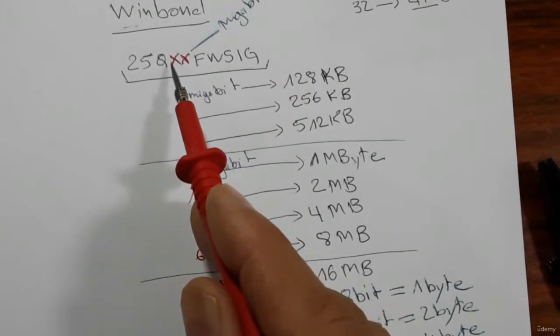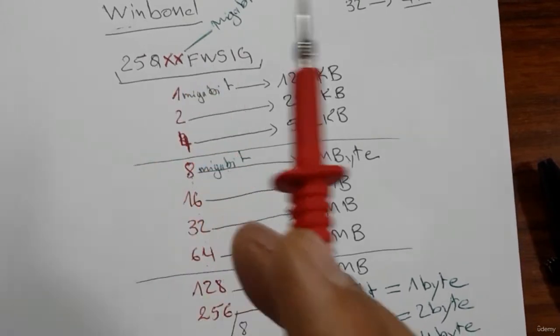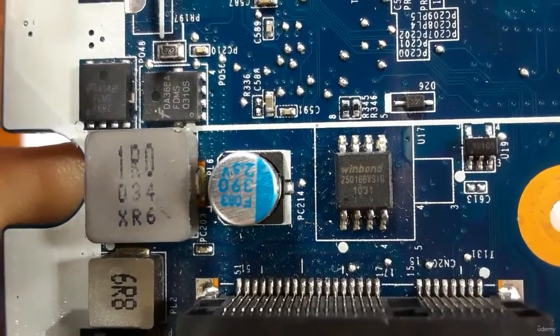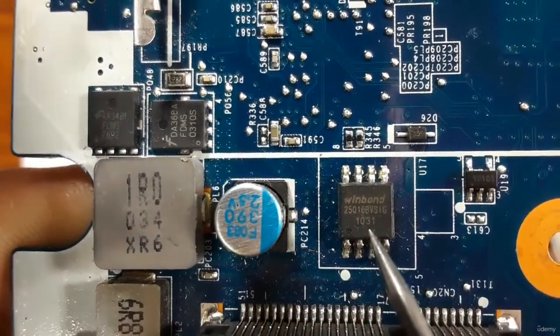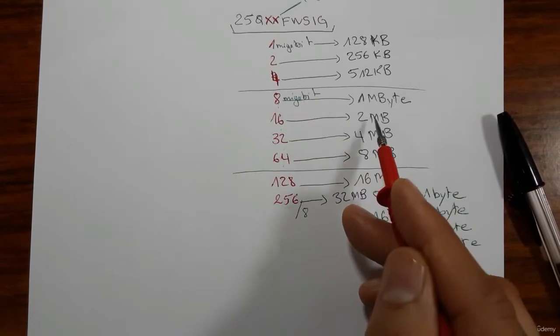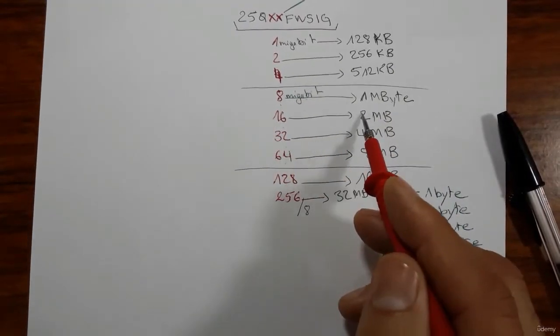But always you should focus on the two numbers after Q. Okay, so as you can see here in the BIOS, we have 25Q16. So 16 means 2 megabytes, because 16 megabit means 2 megabytes.